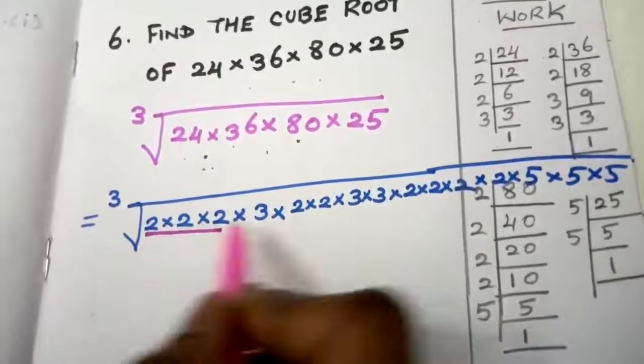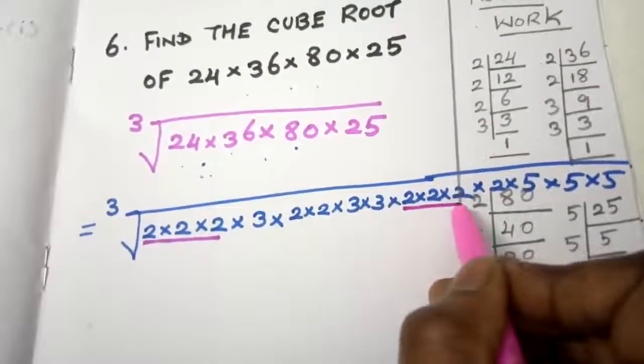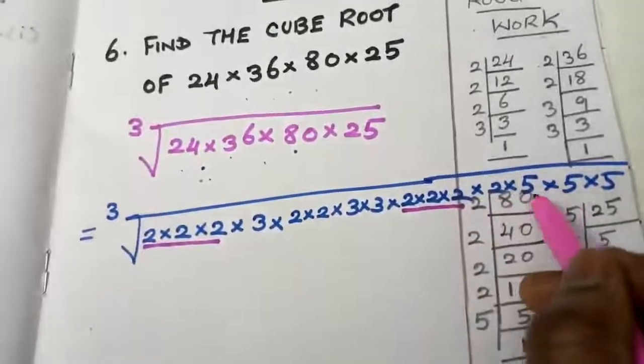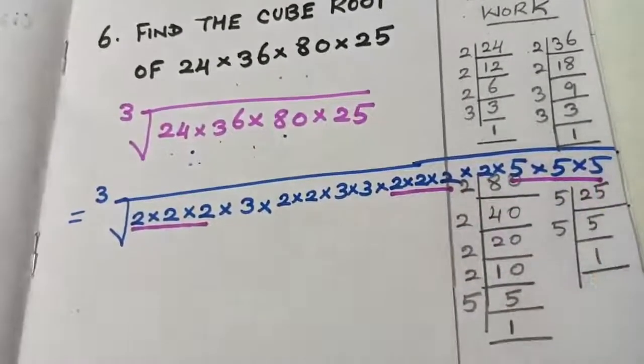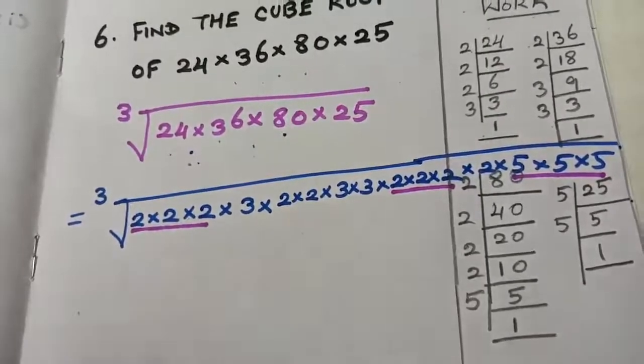3 times I am getting 2. We can arrange it later on. Just see here, 3 times I am getting 2, and here 3 times I am getting 5. So first you are going to take those values out, so it will be easy for you to do the calculation.